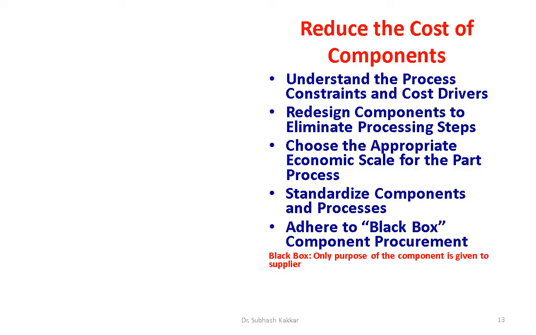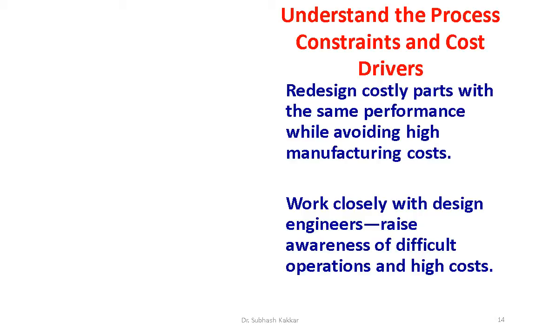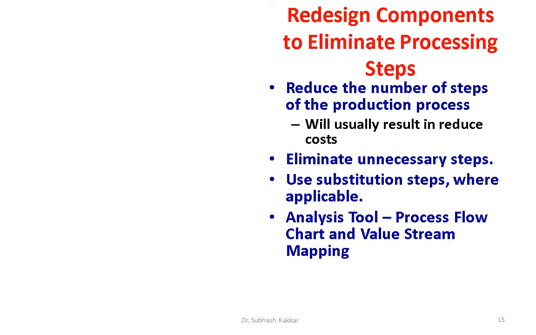What is black box? Only the purpose of the component is given to the supplier. When we order some material, the supplier should not be given all the details of the component, but only the purpose of the component should be told, and supplier should be able to supply the material. Understand the process, constraints and cost drivers. Redesign costly parts with same performance while avoiding high manufacturing costs. Work closely with design engineers, raise awareness of difficult operations and high costs.